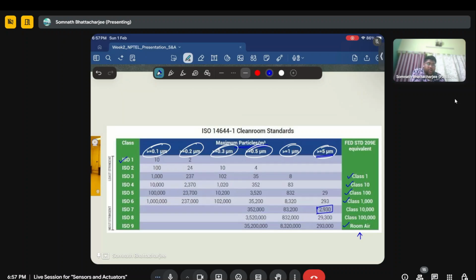That's a major point. Now, the complexity arises because you don't have particles of only 5 micron. You can have a mix of 0.5 micron, 1 micron, and 5 micron particles together, and you have to calculate that. But this is the basic standard rule. If you have any questions, you can ask. No, I got this now. Thank you.